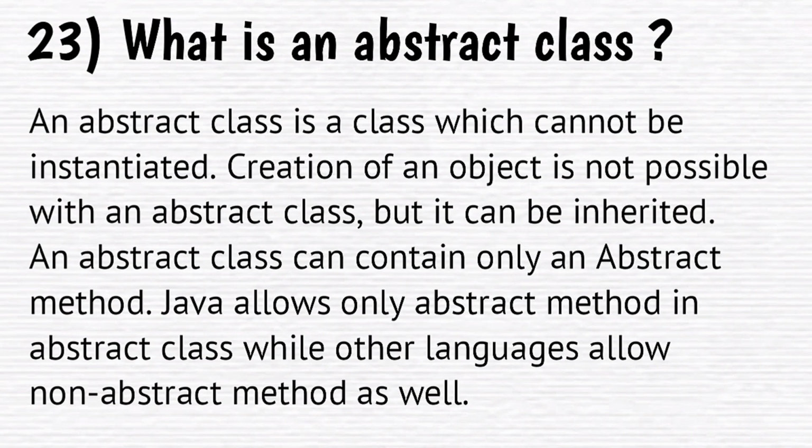What is an abstract class? An abstract class is a class which cannot be instantiated. Creation of an object is not possible with an abstract class, but it can be inherited. An abstract class can contain only an abstract method. Java allows only abstract methods in an abstract class, while other languages allow non-abstract methods as well.